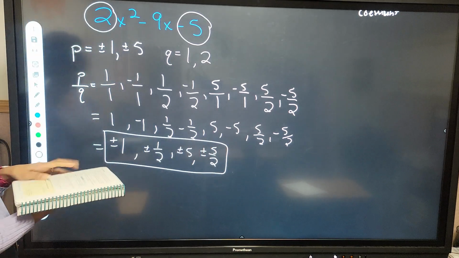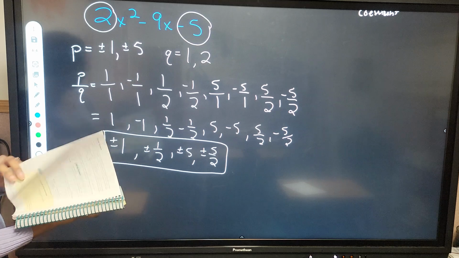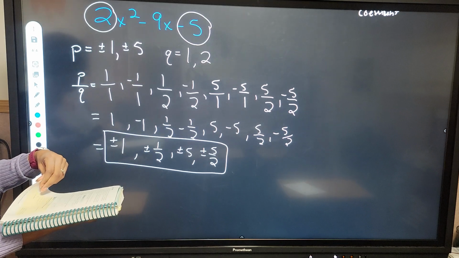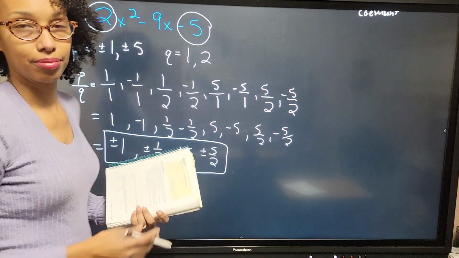So that's just the rational zero theorem on page 118 to 119. And I'll pause there.